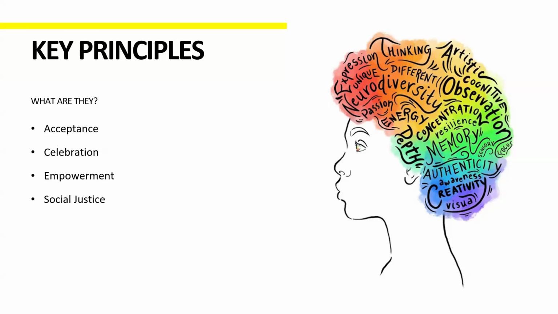Empowerment. This movement aims to empower neurodivergent people to advocate for their own needs and challenge societal prejudices. Social justice. Neurodiversity advocates fight for equal rights, access, and opportunities for neurodivergent individuals.